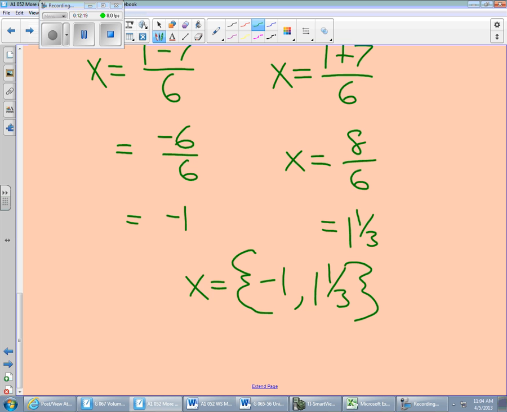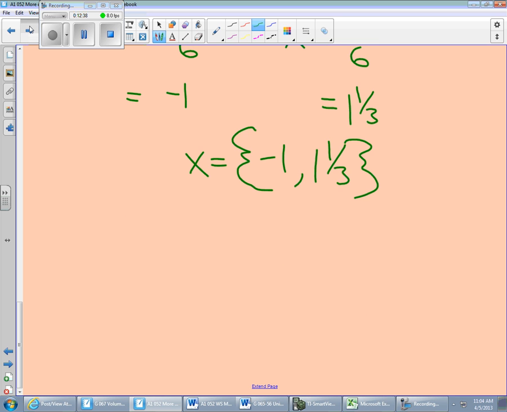We use the curly braces because that is not an ordered pair. That's not an x comma y. That's two different locations on the x-axis. So we use the curly braces to show that it's a set, and these are the two answers that fit the set. So there it goes. That's the way the quadratic formula works.